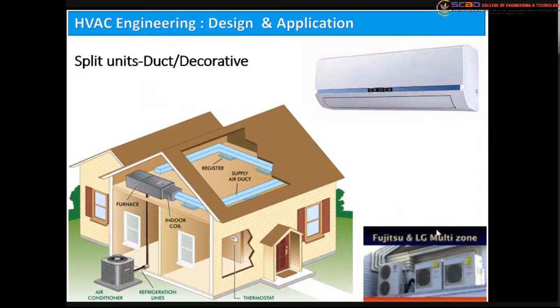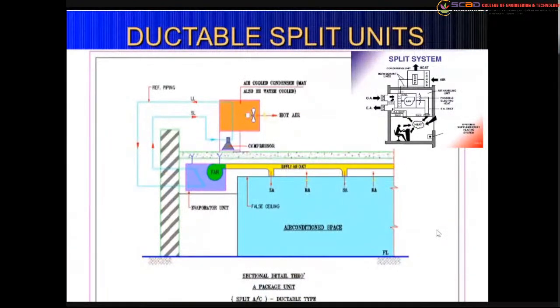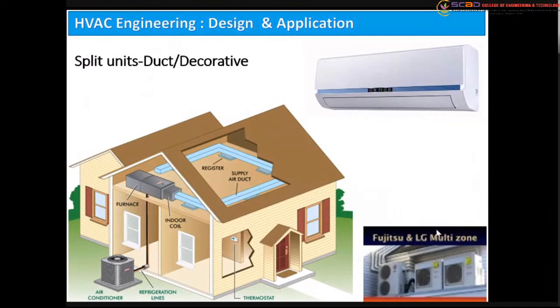The same slide, previous slide, this is like a sectional view in a diagrammatic form, but this is a 3D version. It gives a good idea immediately. Okay, you can see the next slide. So you can see this is a split unit duct and decorative type. Okay, has everyone seen this picture?